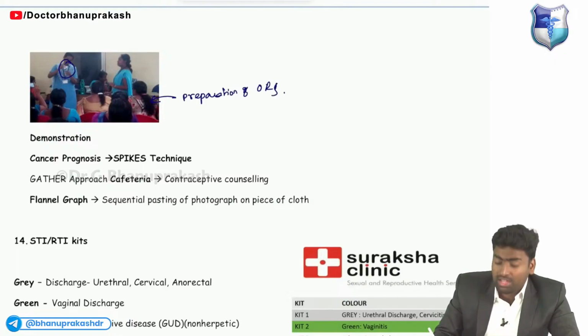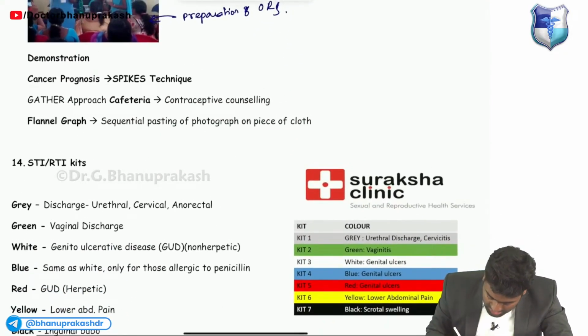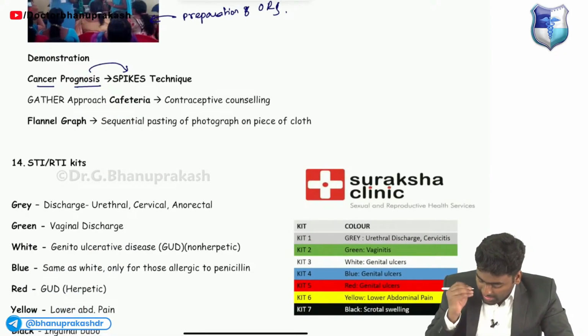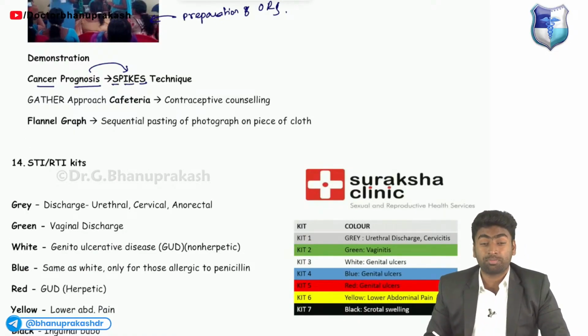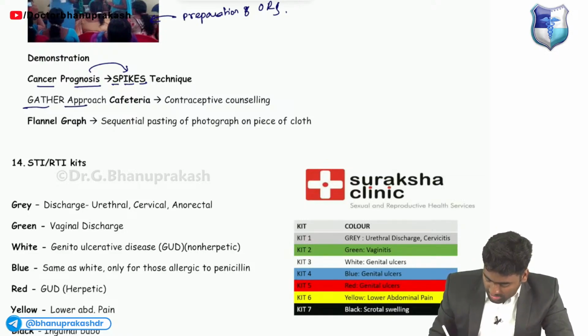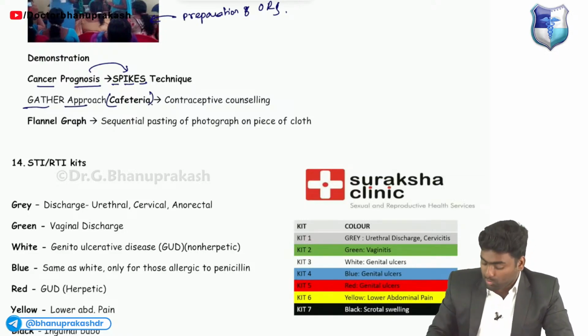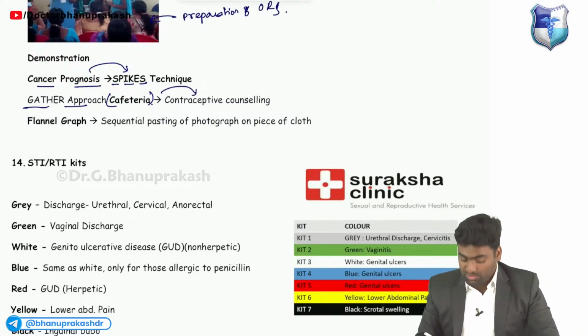Okay. Next, we have a few more health communication methods. For example, you want to tell the patient about the cancer prognosis. Then you need to set up this protocol, which is known as the SPIKES protocol. Next, this approach is known as the GATHER approach, previously known as the cafeteria approach, which is used for contraceptive usage counseling.